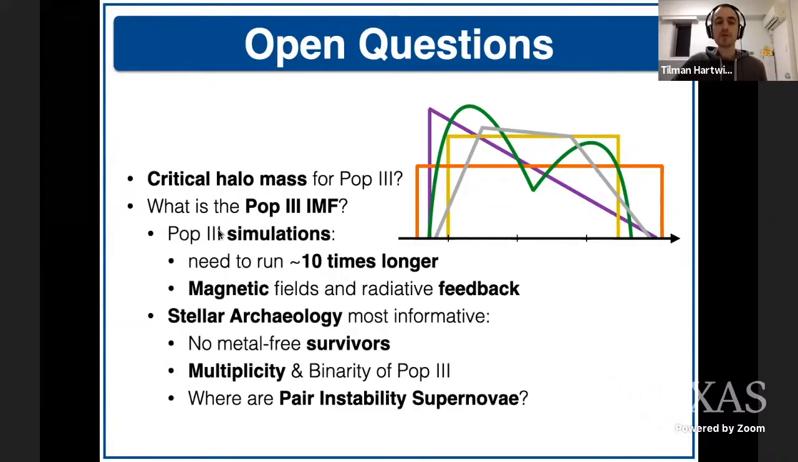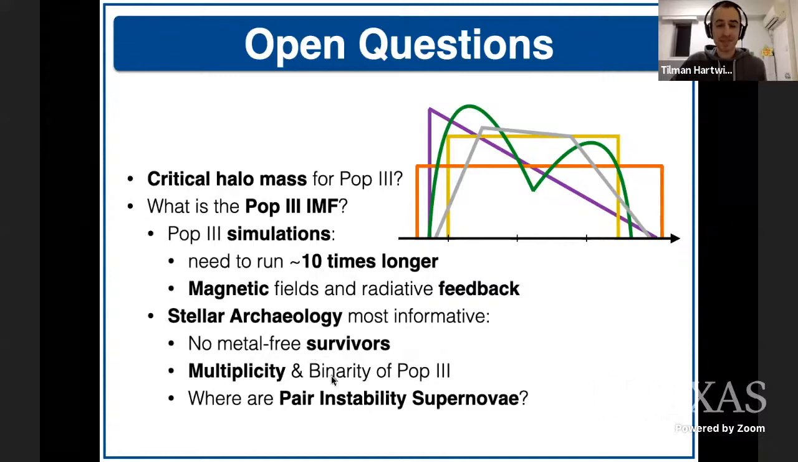So from the POP3 simulations, I think we need to run for longer. And if we believe Hajime Susa, we need to run roughly 10 times longer than what we're doing right now. And we need to add more physics, or simulations need to be self-consistent, for example, with magnetic fields and feedback. And then I would say, and I'm happy to discuss, that stellar archaeology at the moment is the most informative observational constraint that we have. For example, stellar archaeology allows us to say that there are no metal-free survivors. If this means no POP3 survivors, it's a different question.